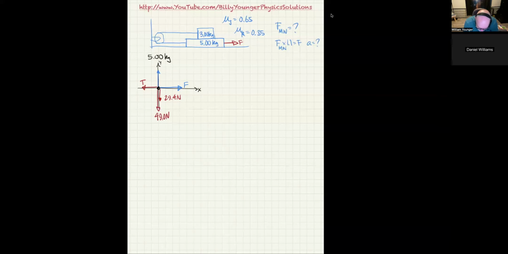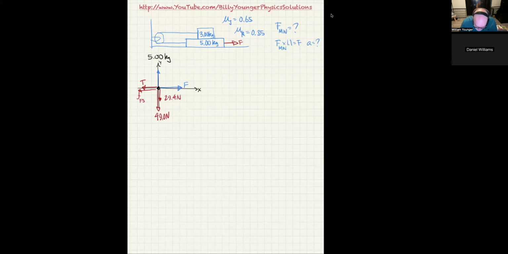Now, there is a friction force that's going to act here. We are trying to pull the 5 kilogram block to the right. So the friction force on the 5 kilogram block from the floor should actually point to the left. And that's the friction force, and it's from the floor to the 5. So I'm going to call it F45 just to keep straight of that.